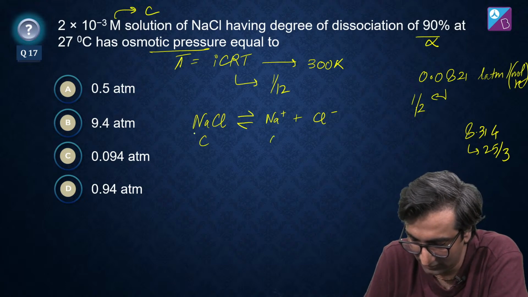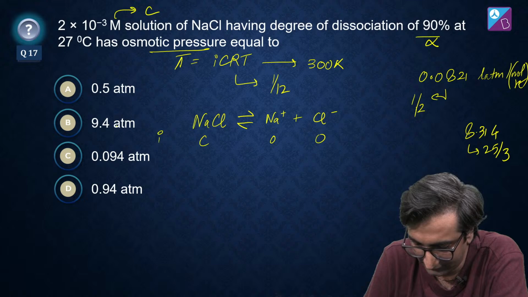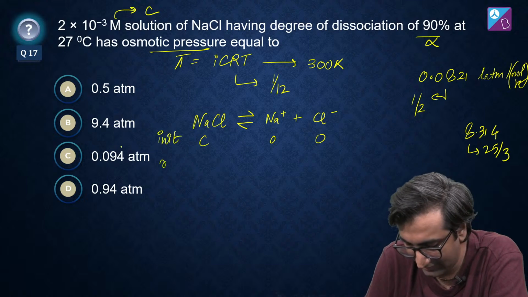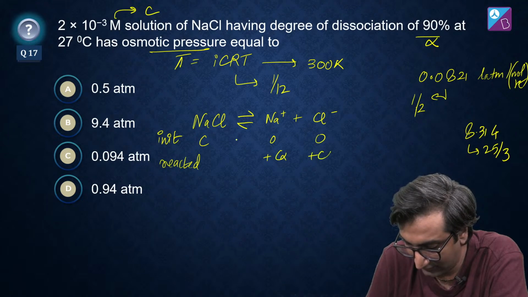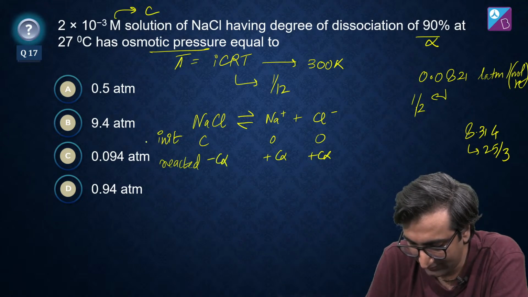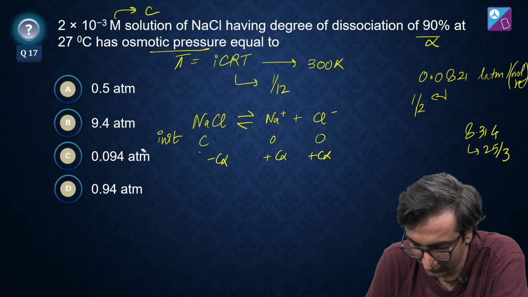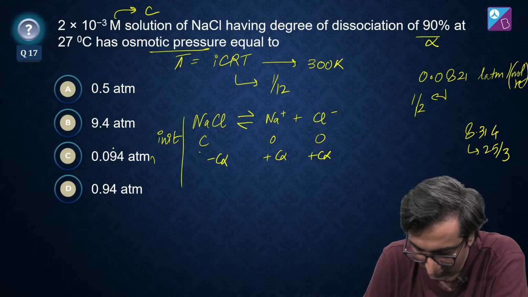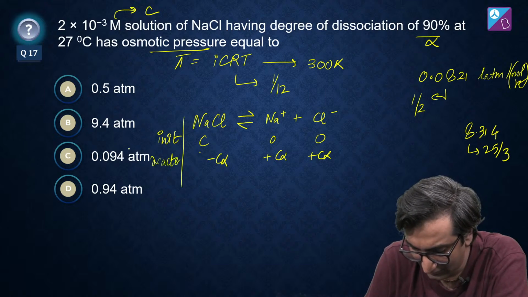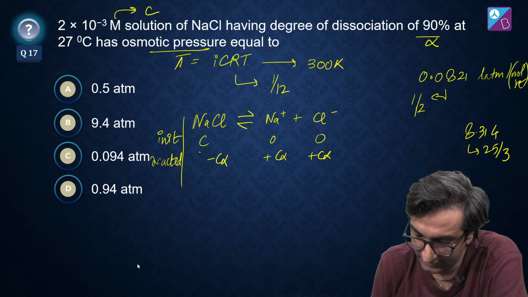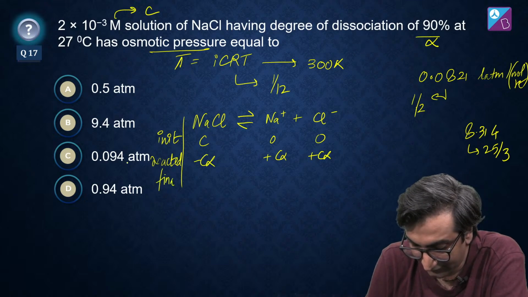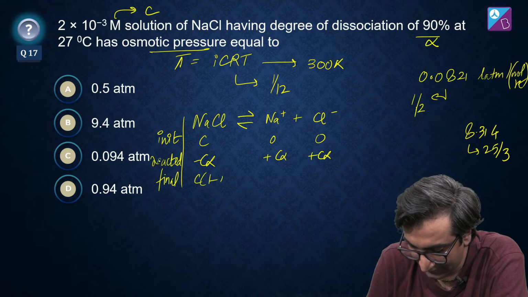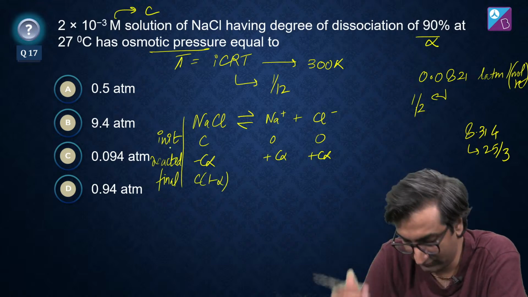So if I start with C, 0, 0. This is the initial. ठीक है. फिर कितना रिएक्ट हुआ? रिएक्टेड होगा इसका प्लस सी अल्फा, इसका माइनस सी अल्फा, राइट? This is the standard table you make for equilibrium. इसका रिएक्टेड हुआ, ठीक है. एंड फाइनल कितने होंगे आफ्टर द होल प्रोसेस टेकिंग प्लेस? सी इनटू 1 माइनस अल्फा.